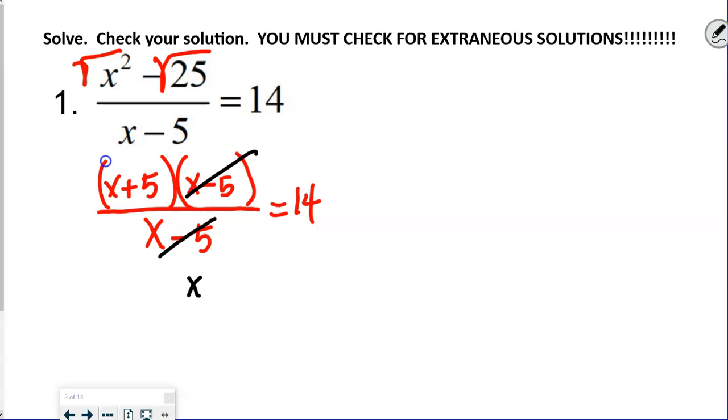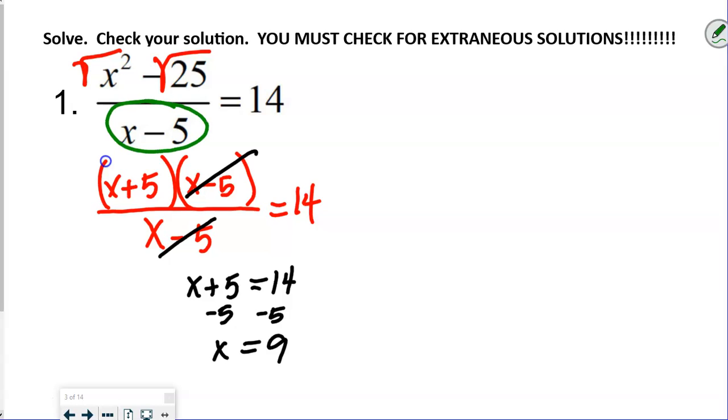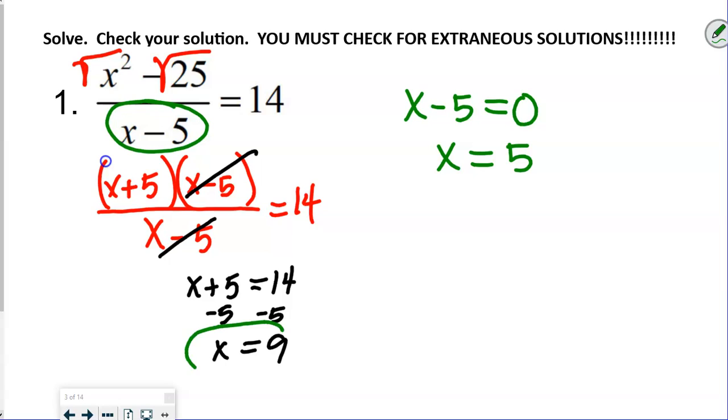We're left with x plus 5 equals 14. And then we're going to subtract the 5 from both sides. So x is equal to 9. Now, extraneous solutions mean that when we plug an answer back in, it's false. Well, in this case, the only thing we have to do to find these is look at our denominator. So we're looking at this number right here. So we're going to do x minus 5 and set that equal to 0. x cannot equal 5. Well, x equaled 9 here, so that's definitely not an extraneous solution, okay?